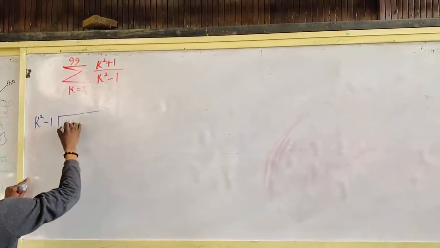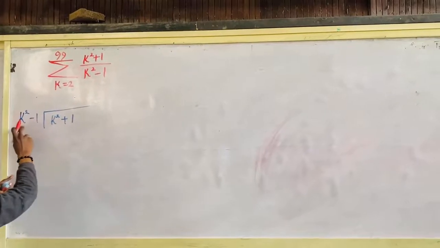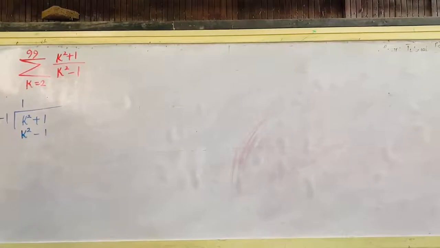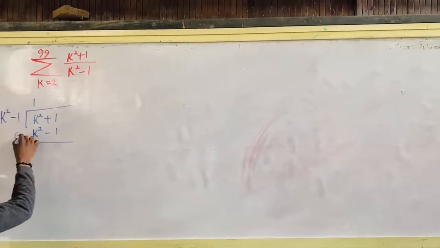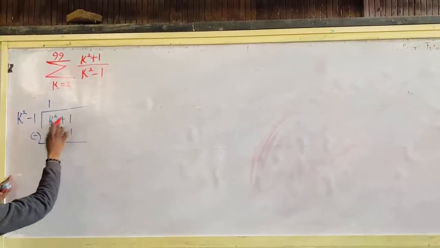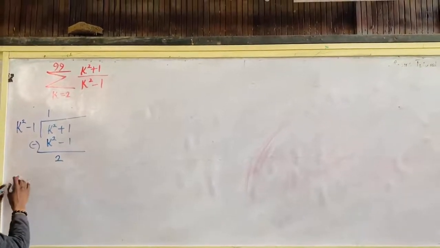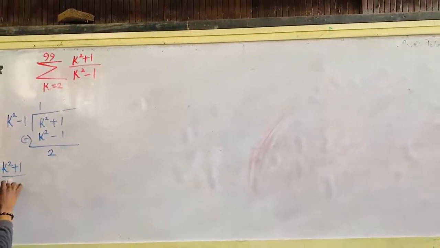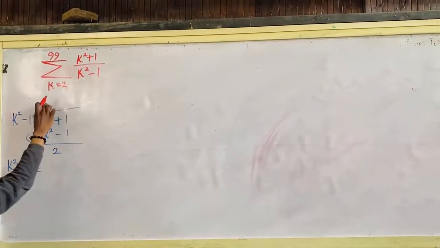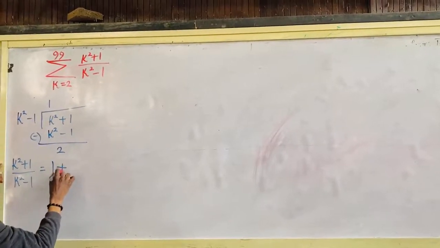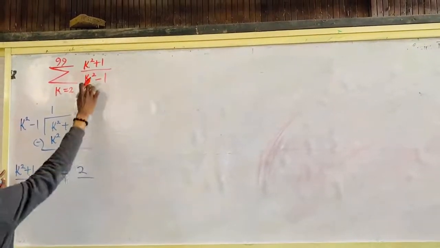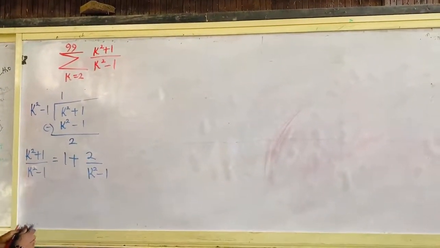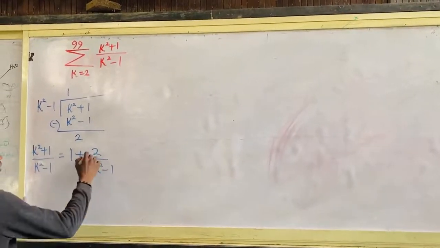Long division. Now k squared divided by k squared is 1. 1 multiplied by this gives k squared minus 1. The next step is to subtract. That's 0. 1 minus 1 is 2. That means k squared plus 1 over k squared minus 1 is the quotient plus the remainder over the divisor, that's k squared minus 1. Now look at this: 2 over k squared minus 1.